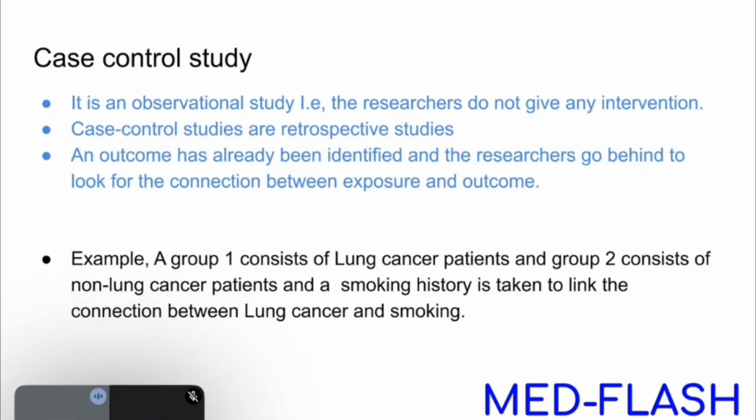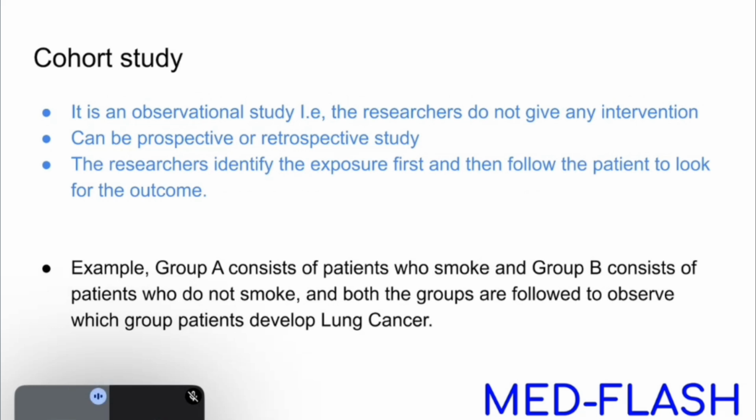That is, the researchers were taking a history of smoking in lung cancer patients and non-lung cancer patients, right? But in a cohort study, the exposure has already been defined, which is smokers and non-smokers, and they're waiting for the people in group A and group B to develop lung cancer. All right. So just remember, cohort studies are really expensive and really long-term studies.